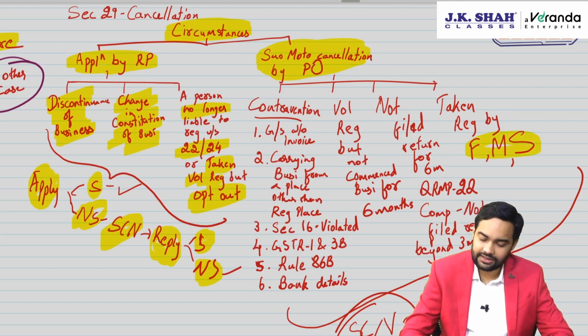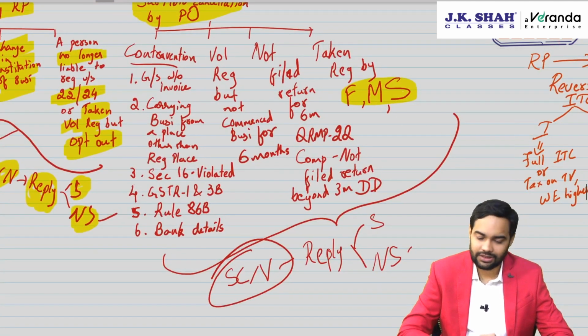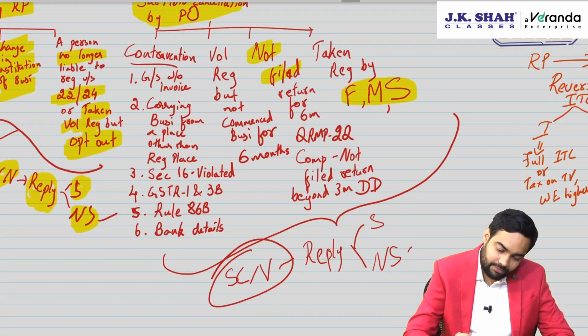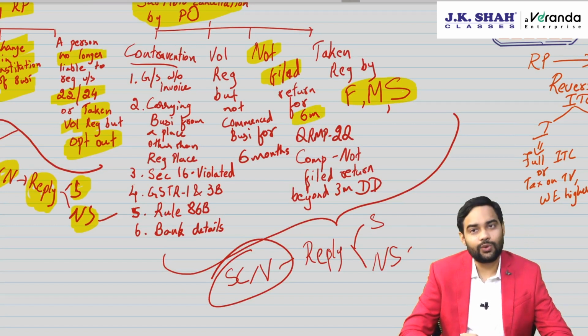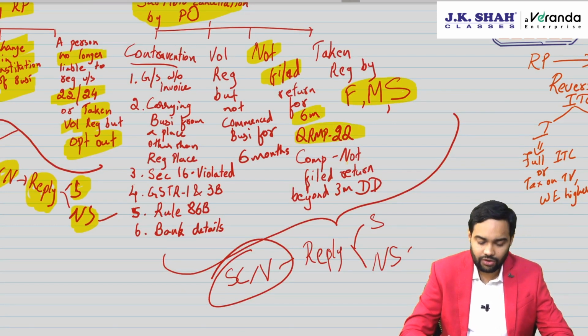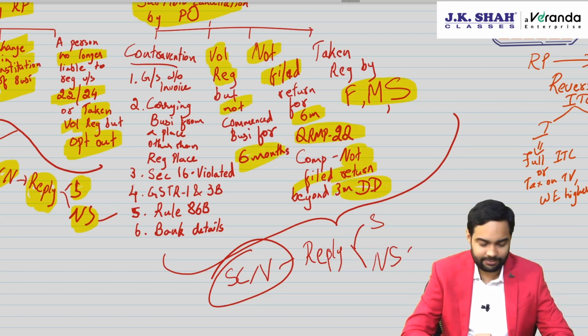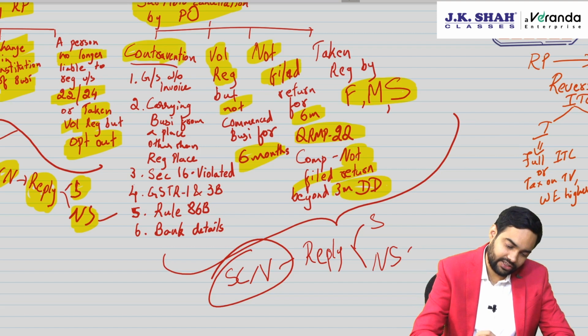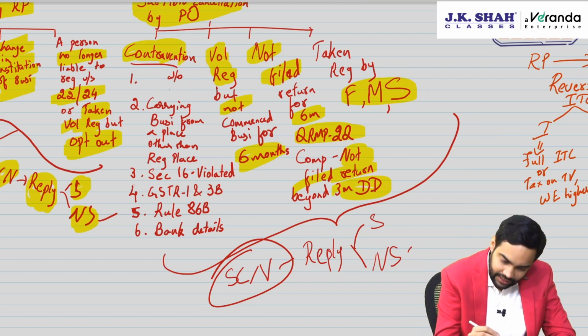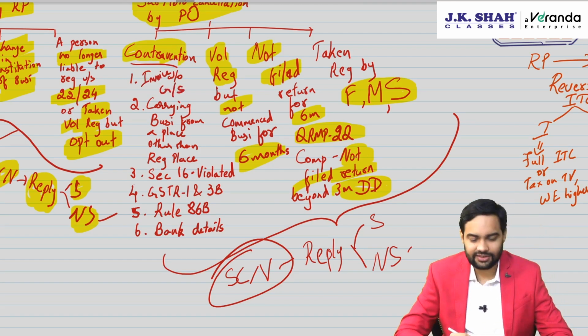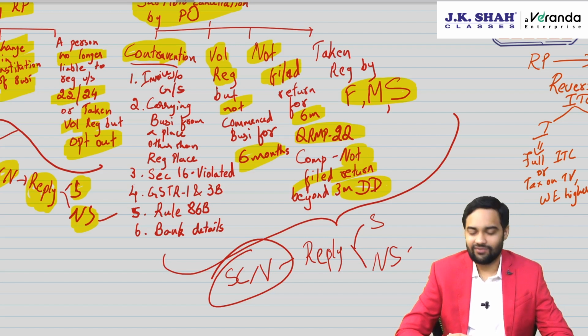First, if I have taken registration by fraud, willful misstatement, suppression of facts. Second, I have not filed my returns for 6 months. For QRMP, it is 2 quarters. For composition, not filed return for 3 months beyond due date. Then, taken voluntary registration but did not commence business for 6 months. And last one, various contraventions. What are the contraventions? First, I have supplied invoices without goods or services. You understand invoices without goods or services? Supplying mere invoices, fake invoices.